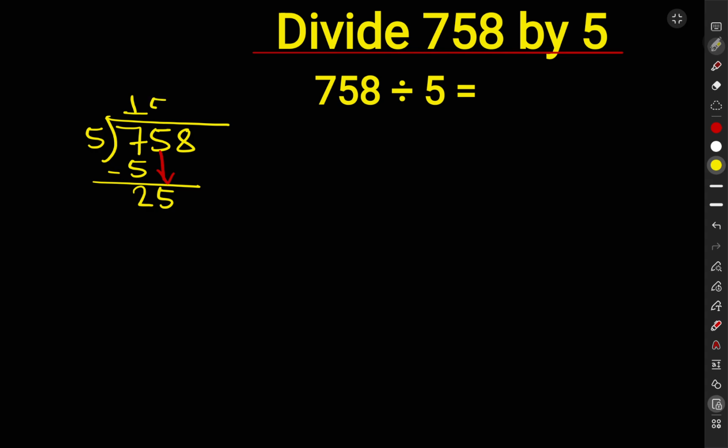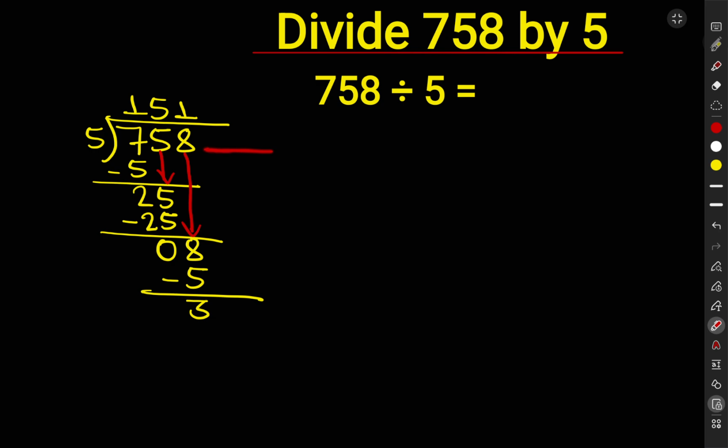So 5 times 5 is 25. On subtracting we get 0. So again we put down this 8 and 5 times 1 is 5. On subtracting we get 3. So now we have no other number to put down.